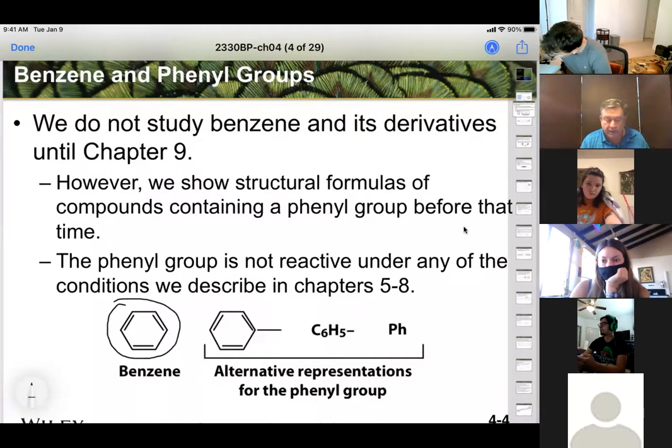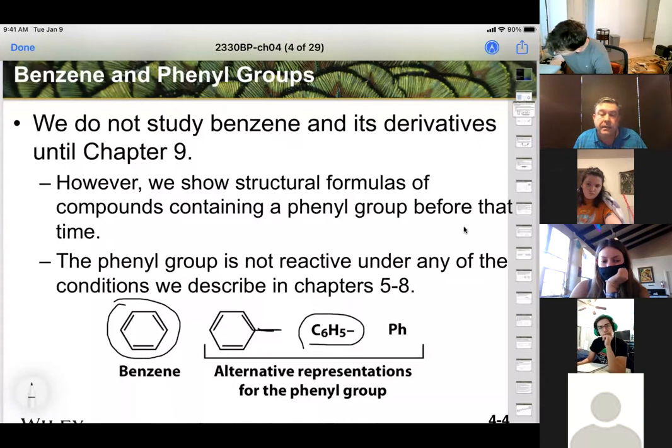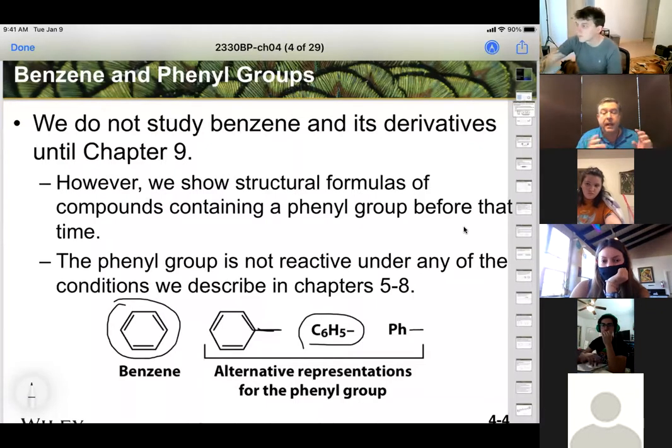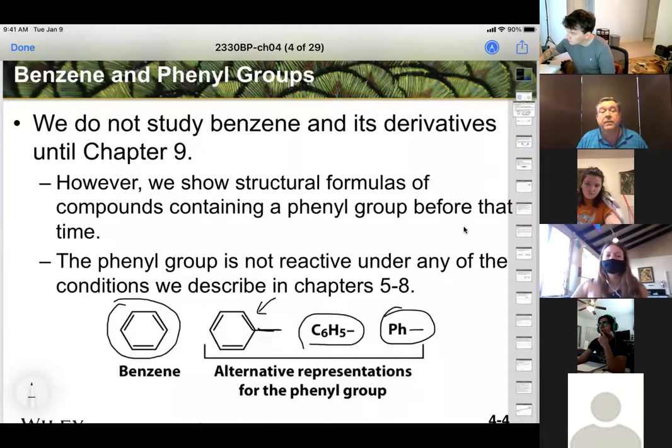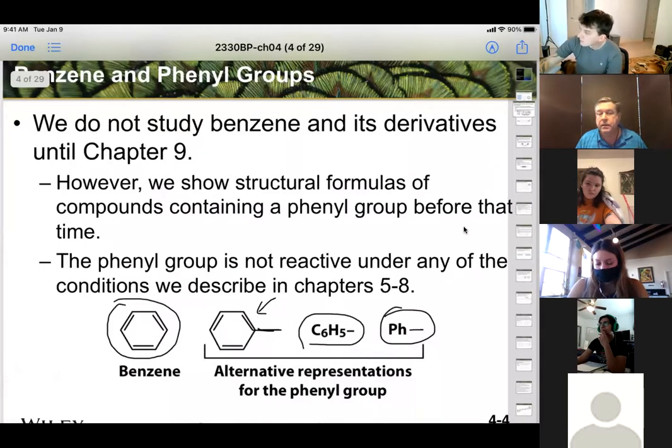The other way to draw it, if it's a substituent on a chain, is like this. We can also write C6H5 dash. That's telling us one of those hydrogens was removed. The other way we do it is we actually are lazy and put Ph for phenyl group. So these are the different things. You might see them hanging off something as a benzene ring or this Ph. It's just a phenyl group, and they do not react the same way the alkenes and alkynes do, even though it looks like it.